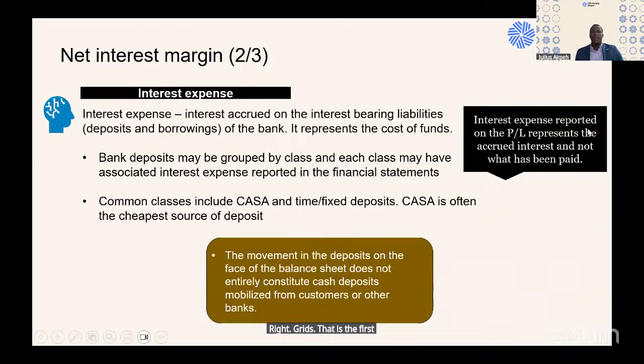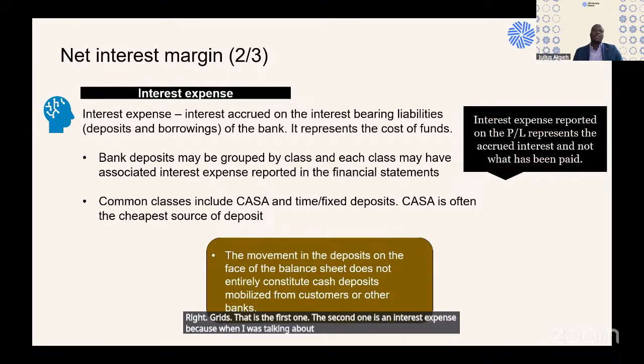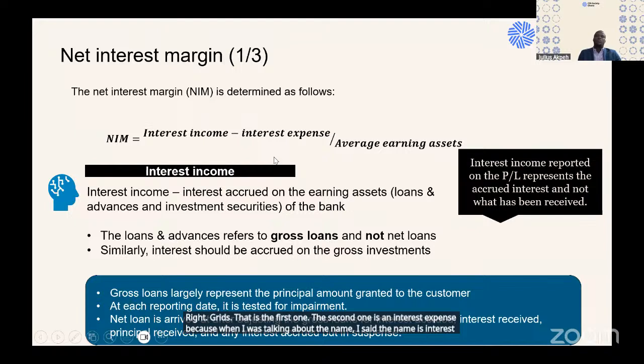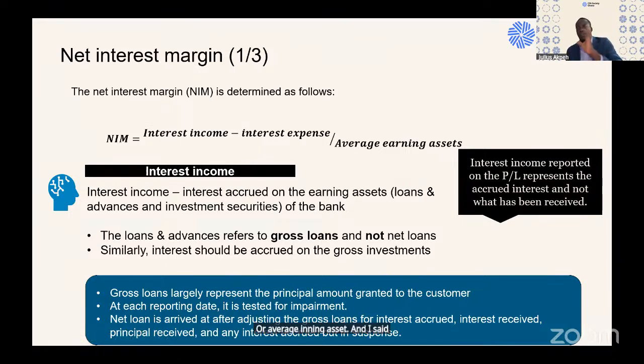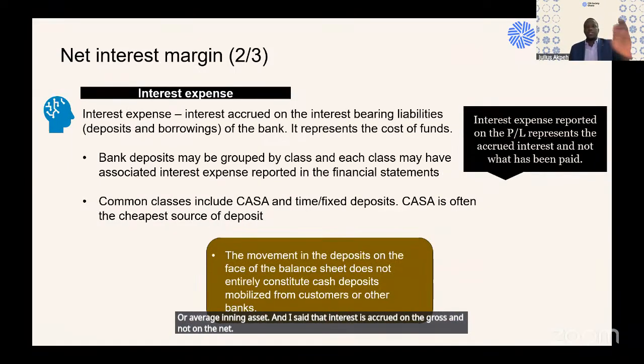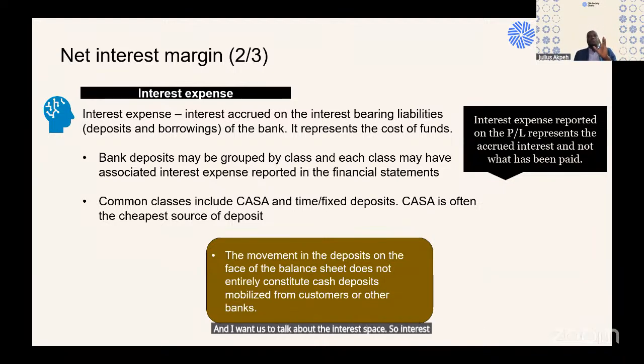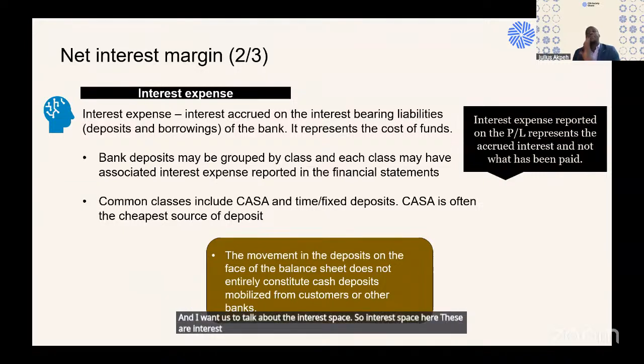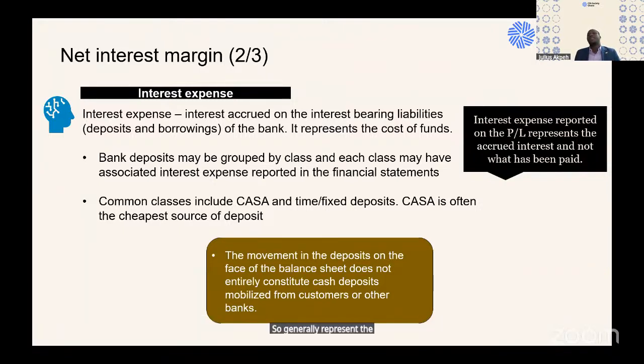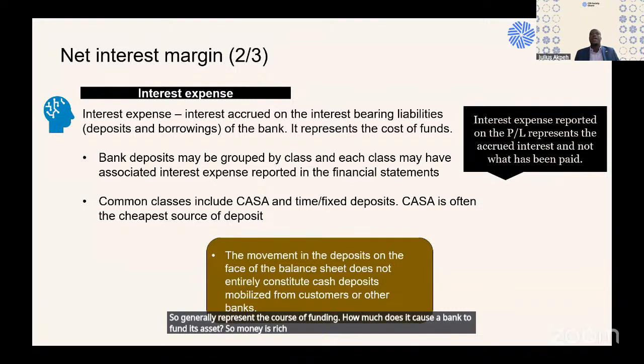The second one is the interest expense. Because when I was talking about the NIM, I said the NIM is interest income minus interest expense. So we talked about interest income, we talked about average earning asset, and I said that interest is accrued on the gross and not on the net. Now I want to talk about the interest expense. These are interests actually accrued on the interest-bearing liabilities of the bank. This includes deposits and borrowings of the bank. So it generally represents the cost of funding. How much does it cost the bank to fund its asset? Money is raised from deposit sources and borrowings, and that is used to fund the asset.